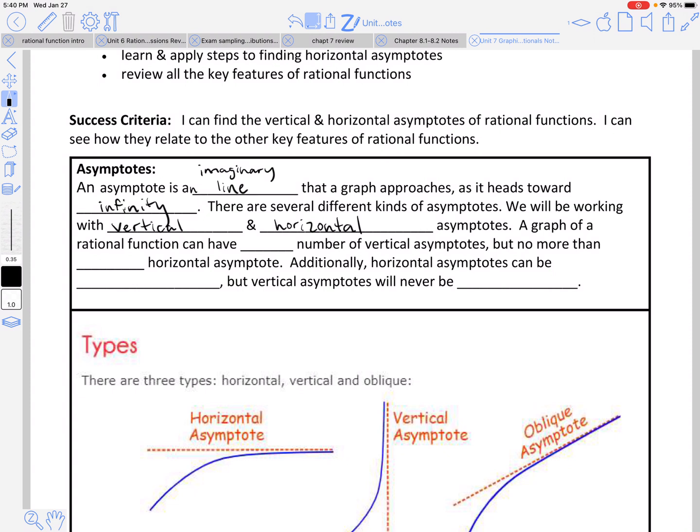A graph of a rational function can have many, so it can have any number of vertical asymptotes. So be prepared for lots of vertical asymptotes, but no more than one horizontal asymptote. Additionally, horizontal asymptotes can be crossed. You can cross horizontal ones, but a vertical asymptote will never be crossed.